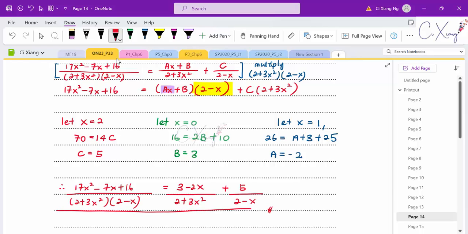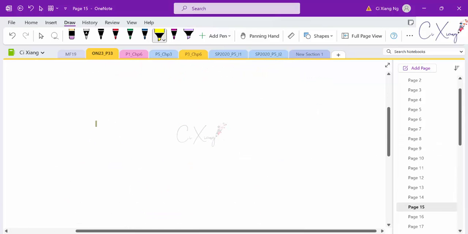Usually I would prefer students, or maybe I will remind students, to try to write again in a complete form like this, after you successfully found the values for a, b, and c. Alright, so this is how we get the partial fraction. So let's continue further to the second part, part B.